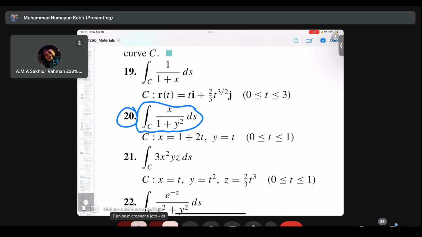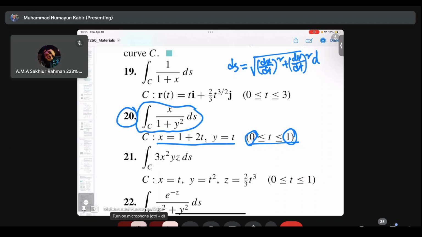So how can we solve it? We have to substitute x and y in terms of t, as the parametric equations are given, and the variation of t is also given throughout the curve C. The minimum value of t is 0 and the maximum value of t is 1. So you can easily understand the limits for the integral. And ds, you know what the value of ds is? ds should be this one. Understood?